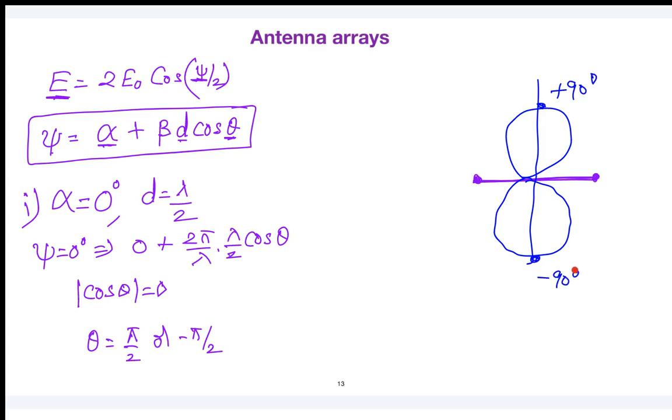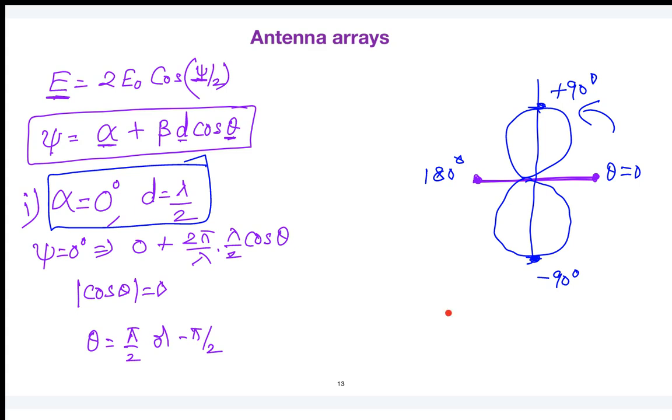Let us say this is theta equal to 0 degrees and so on. This is 180 degrees and so on. So when you configure this particular case, you can focus the energy at plus 90 and minus 90. If you are getting the maxima in the vertical plane, that is basically said to be a broadside array. If you are getting the maximum electric field in the vertical plane, this configuration is called a broadside array. In case of a broadside array, not only two elements, you may have different elements.